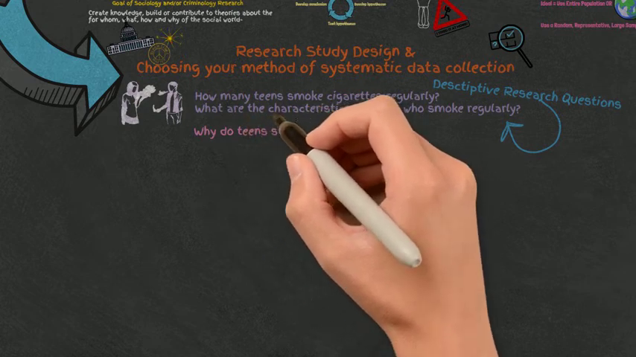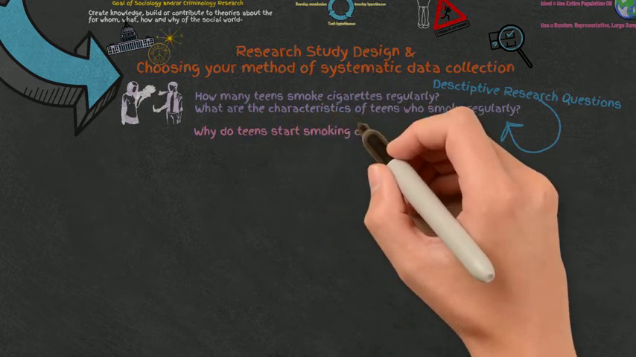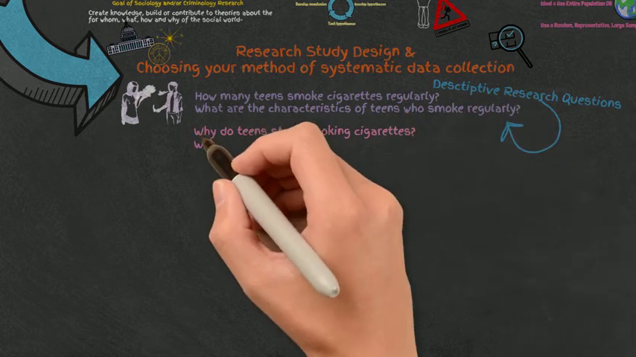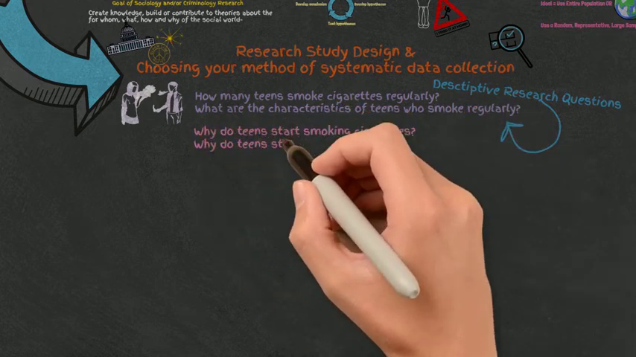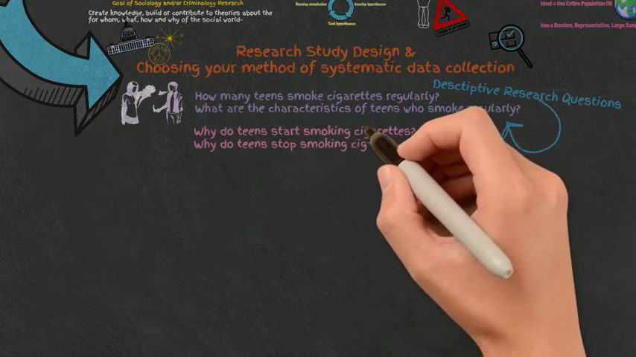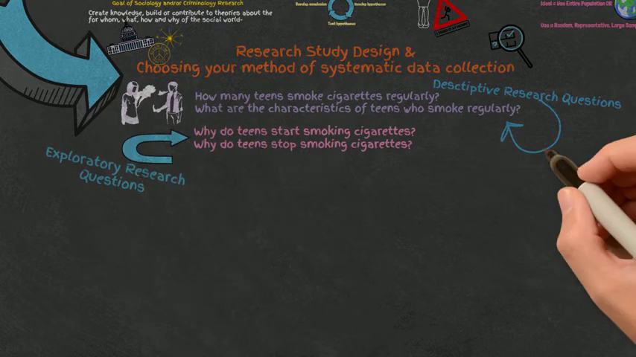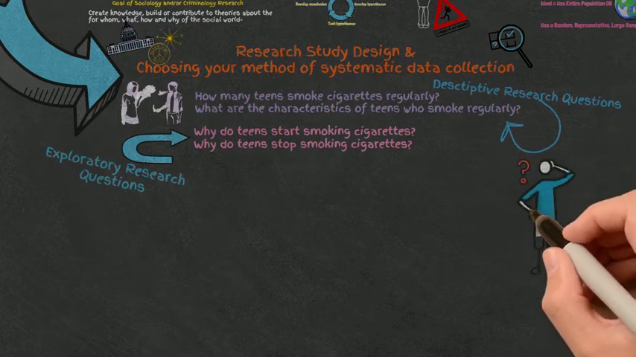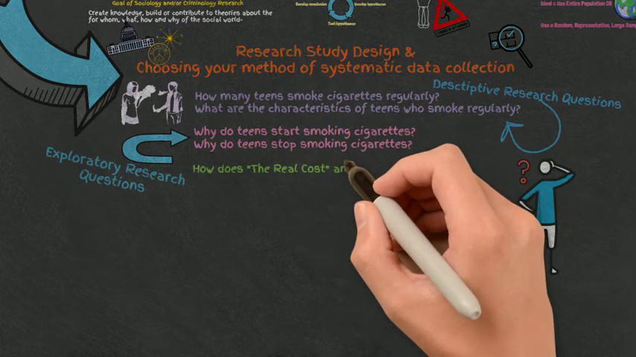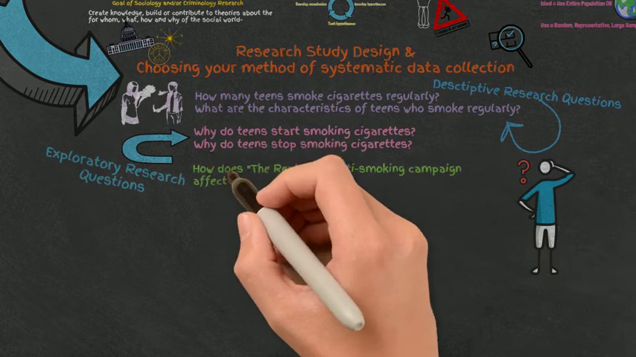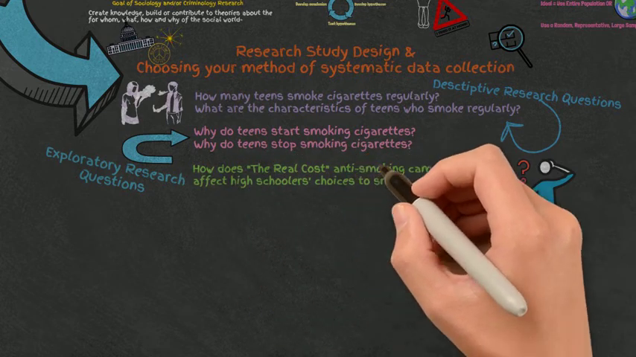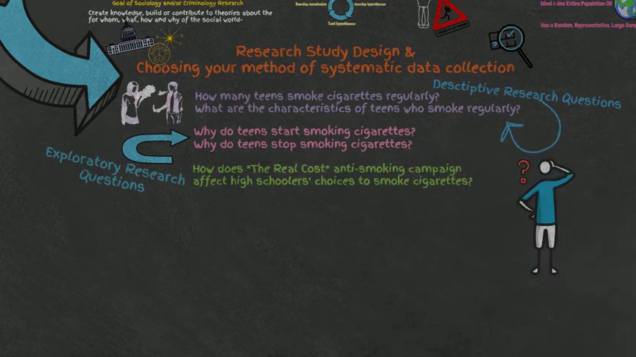If we want to learn about a mechanism, in other words, what leads teens to start or stop smoking, we're asking essentially, why do teens smoke or stop smoking? Why is an exploratory question. Finally, when we're asking a causal or predictive research question, for example, how does the Real Cost anti-smoking campaign affect high schoolers' choices to smoke cigarettes? This is causal, predictive, maybe evaluative research question.